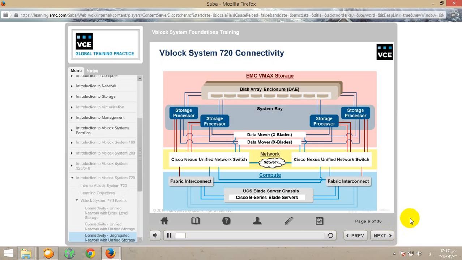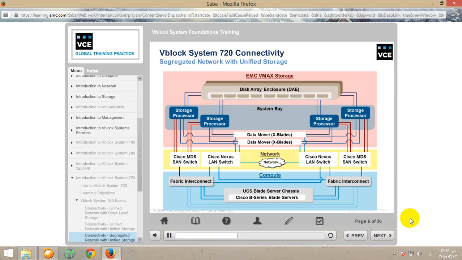To switch from unified network to a segregated network, the 2 unified network switches are replaced with a pair of Cisco Nexus LAN switches and a pair of Cisco MDS SAN switches. The combination of these 4 switches provides more network ports for greater network capacity than is possible with just the 2 unified switches.